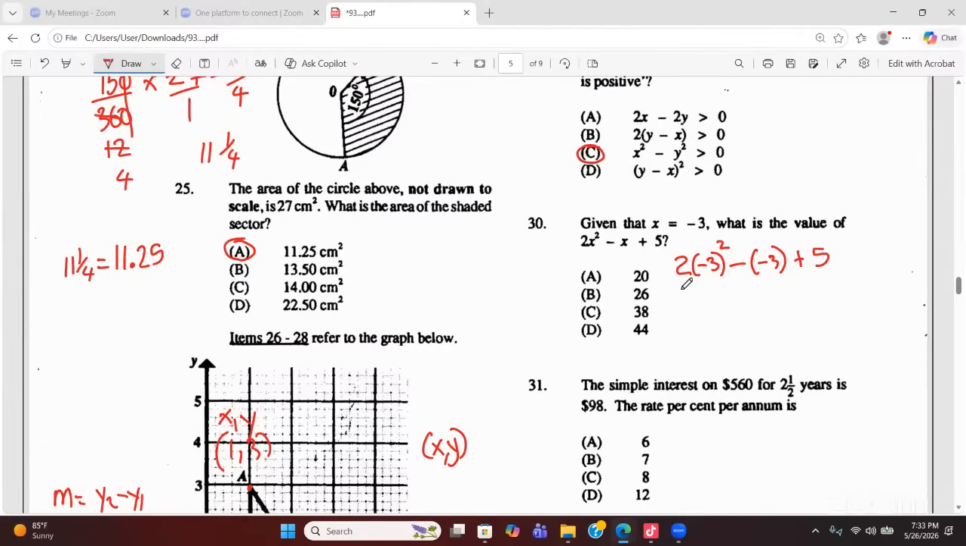So this would have given us 2 times positive 9. And these two things here will become positive, so it becomes plus 3 and then plus 5. What are we looking at? We're looking at 18 plus 3 plus 5. So basically, this is 26. Our answer is right there for B. All right. Well done. Nice question.